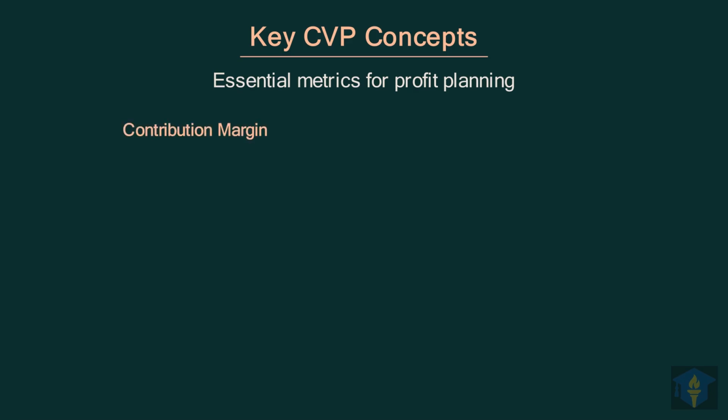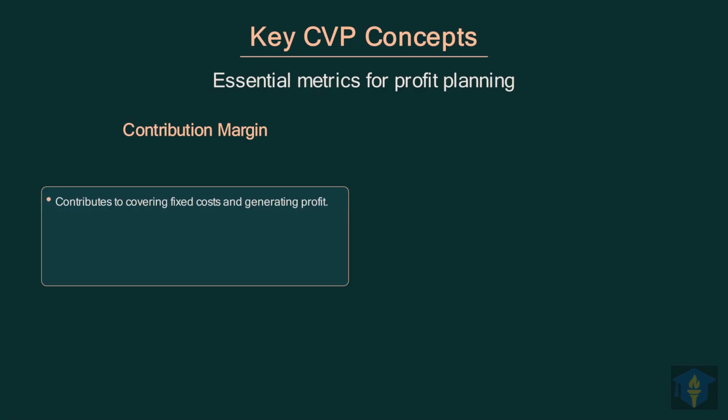First, we have the contribution margin, which is the amount remaining from sales after covering variable costs. This remaining amount directly contributes to covering your fixed costs and ultimately generating profit.